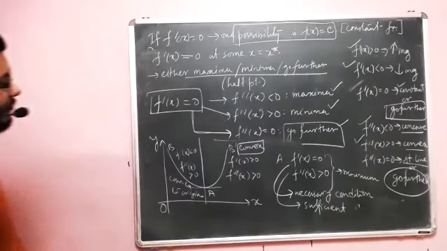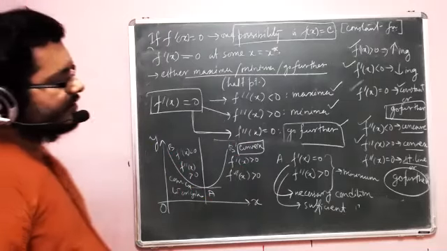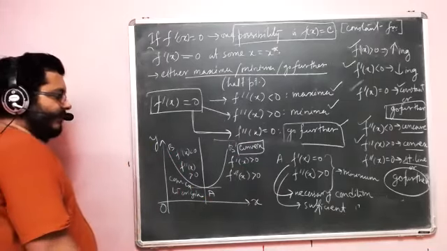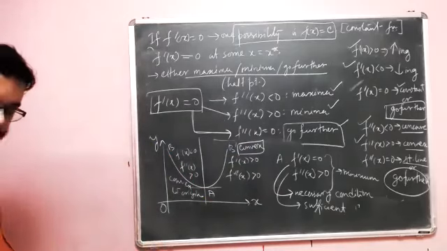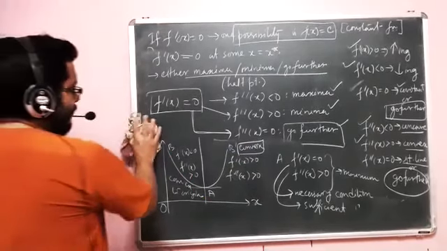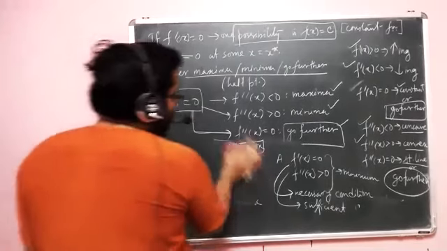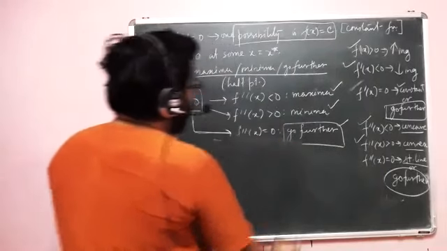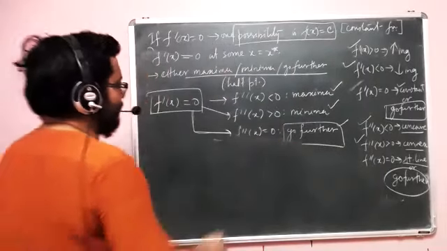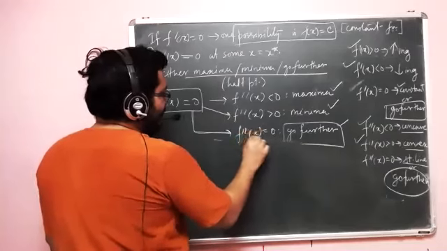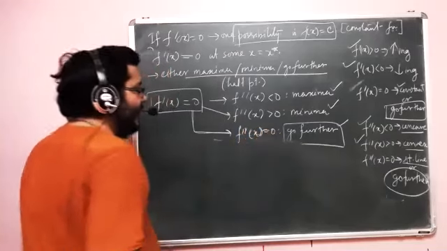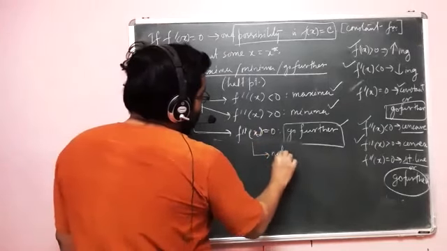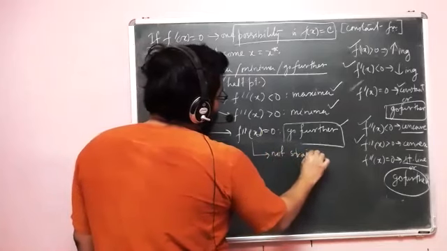Now, let us ask a very simple question: can a function be both convex and concave? Well, the answer is yes, it can be. But before going into the details, let us not forget that there is a case where f double dash x equals 0 and it is not a straight line.